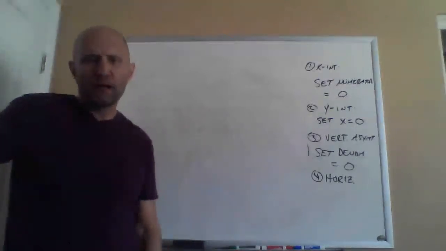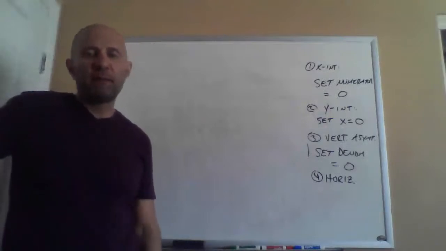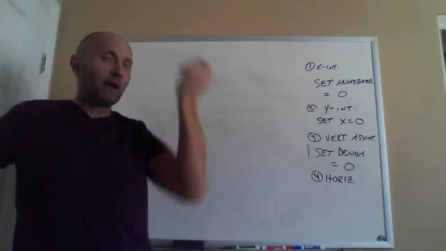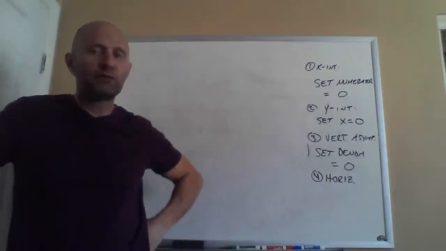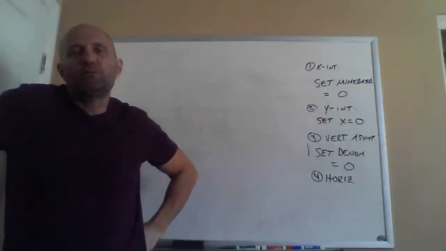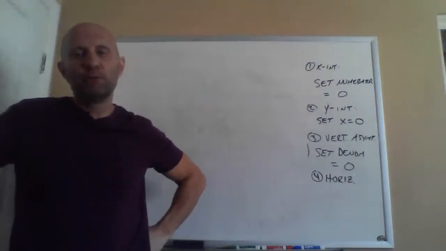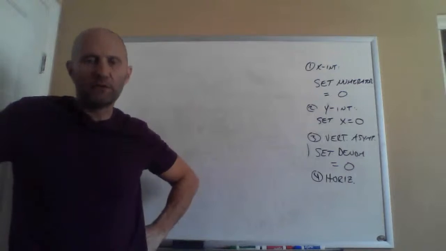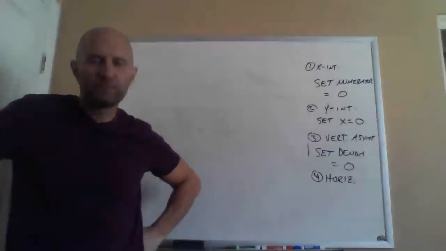No, there's only one vertical asymptote. We just set the denominator equal to 0. The previous problem had two vertical asymptotes because it was x squared minus 4. With this last one, we just set the denominator equal to 0, then solve for x. So you get x equals negative 2, and that's it for your vertical asymptote.